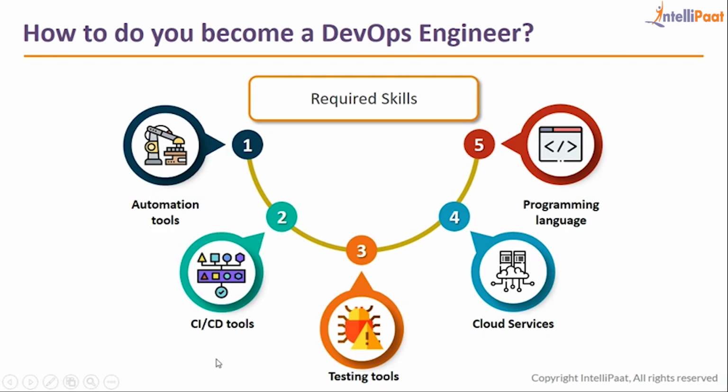Then you should know the CI/CD tools, basically the pipeline tools, Jenkins that we heard about. Then you should know a testing tool. For this, the most prevalent framework which is used is Selenium. Then you should know cloud services like AWS, Azure, GCP, and then you should also know a programming language like Python. Okay, so these are the skills which are required by a DevOps engineer, and if you know these, you're eligible to become a DevOps engineer.